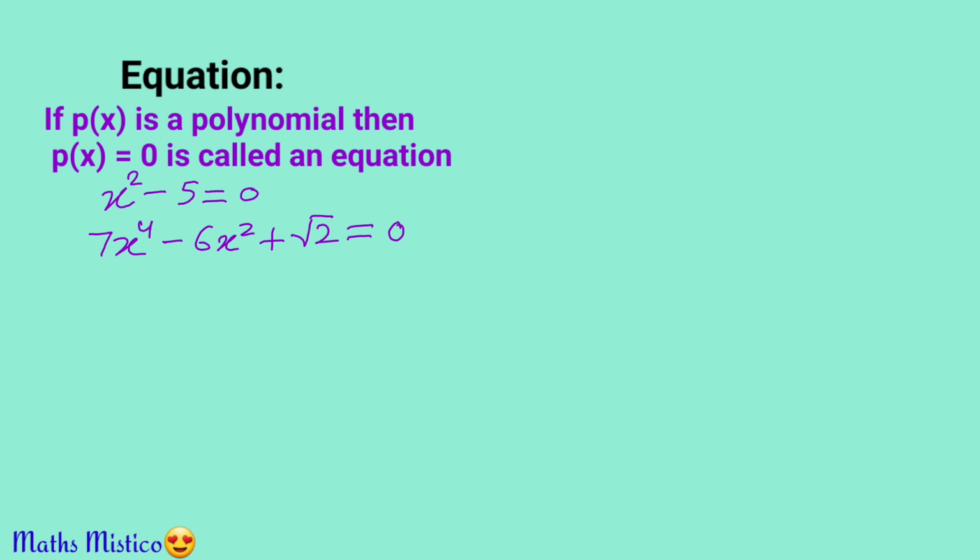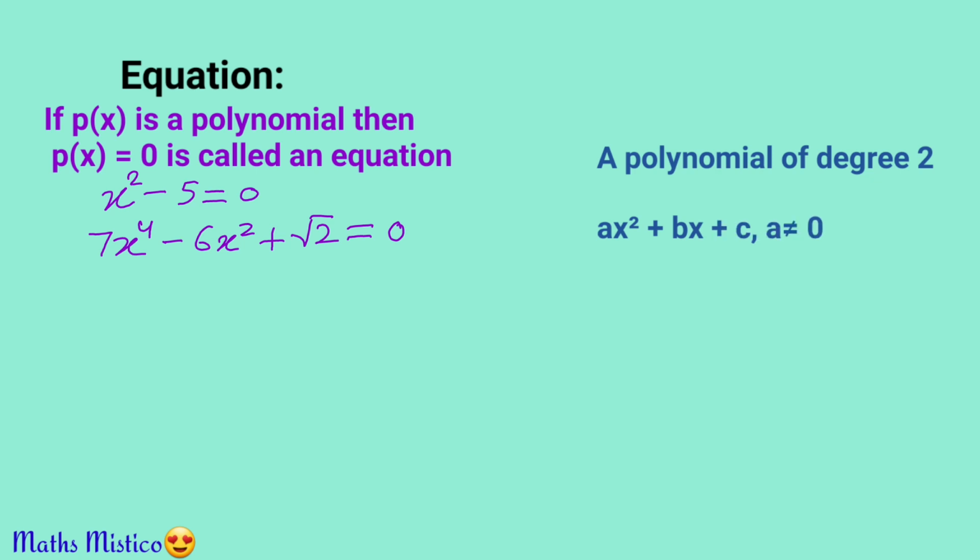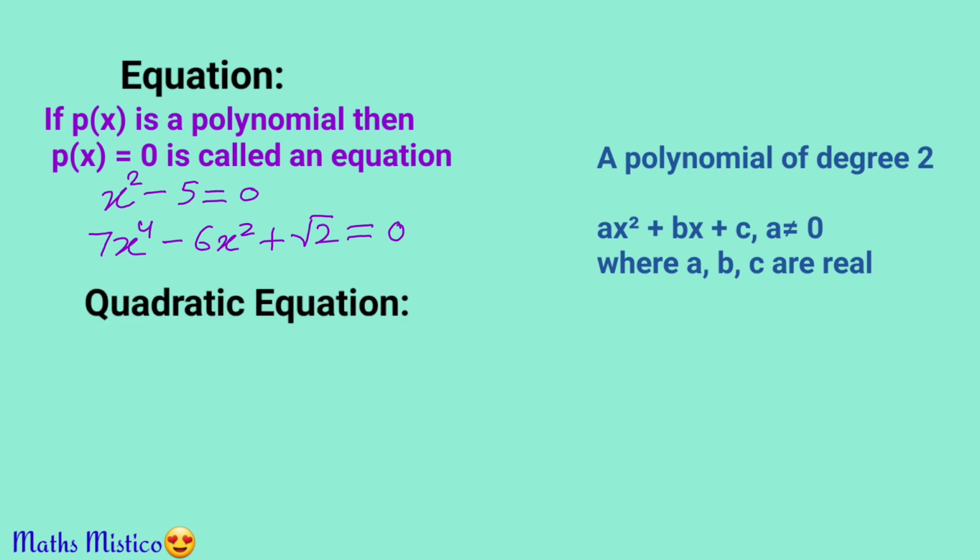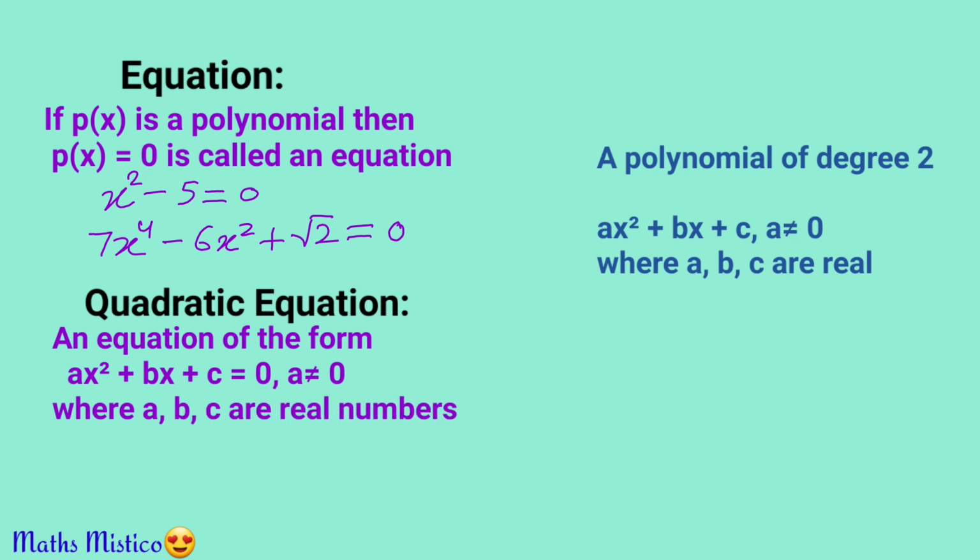Understood? Now what is a quadratic polynomial? You already know that a polynomial whose degree is 2 is a quadratic polynomial, and its standard form is ax square plus bx plus c, where a is not equal to 0. So in standard form, a quadratic equation is of the form ax square plus bx plus c equal to 0, where a is not equal to 0. Why so? Because if a becomes 0, then the x squared term will vanish, and so it will no more be a quadratic equation. So now can you write some quadratic equations?